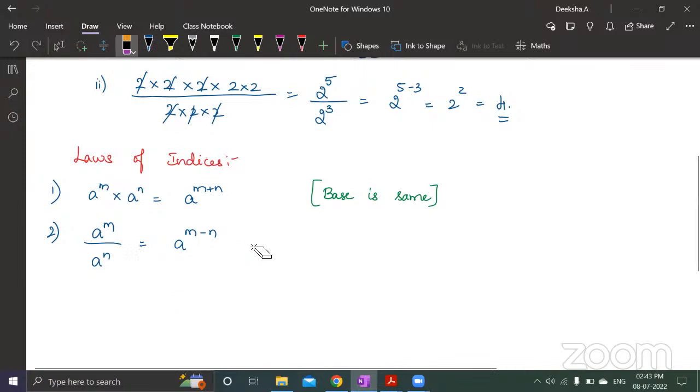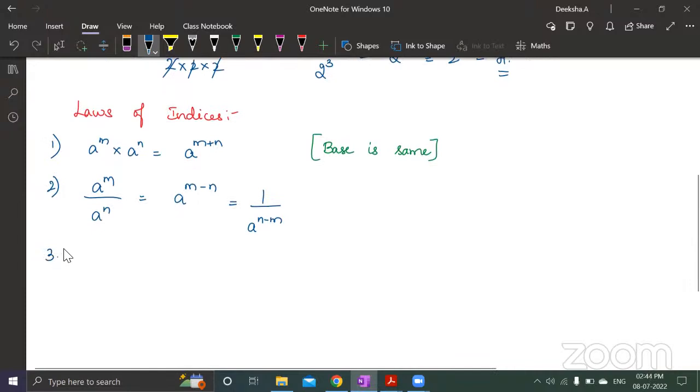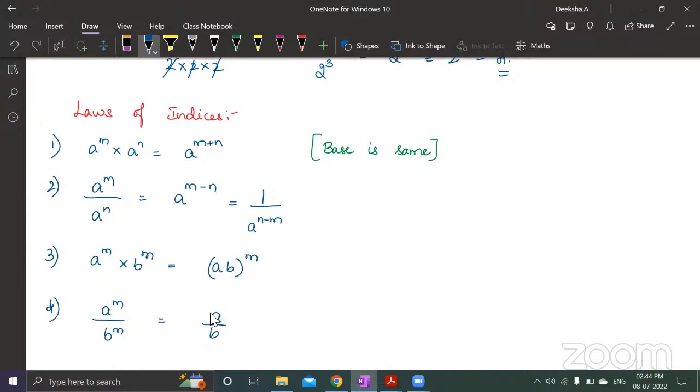So you can write it like this, equals to 1 by a power n minus m. So here also base is same. Suppose you have a power m into b power m. So here bases are different, but power is same, right? So you can write it as a into b whole power m. And if you have a power m divided by b power m, you can write a by b whole power m.